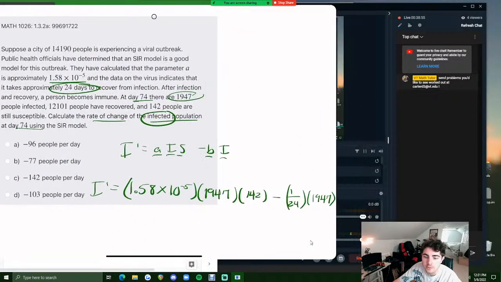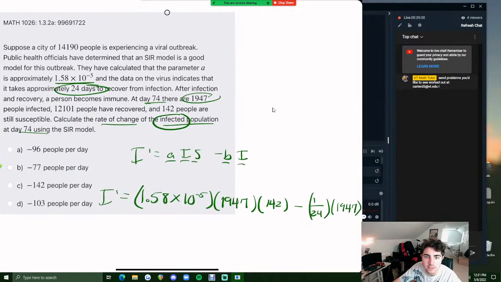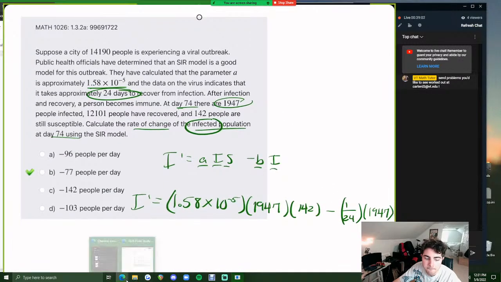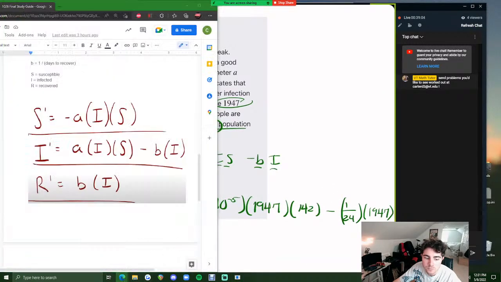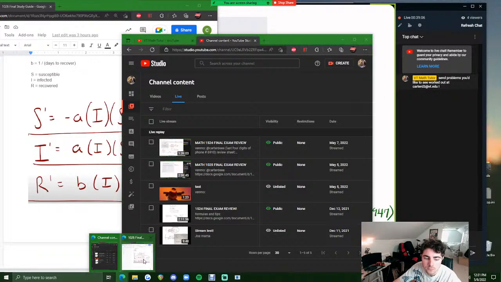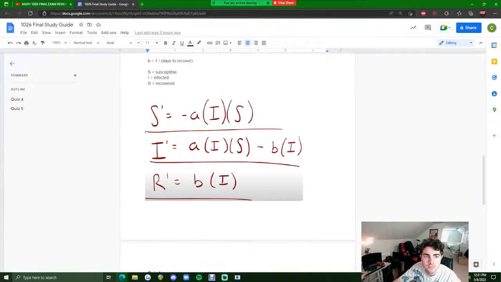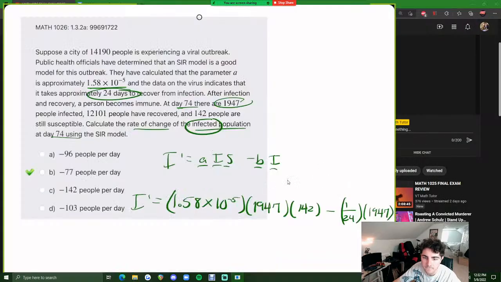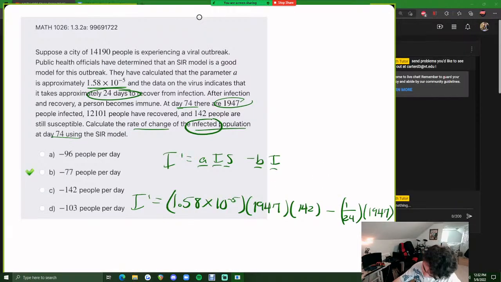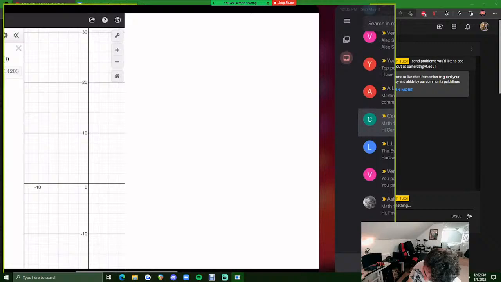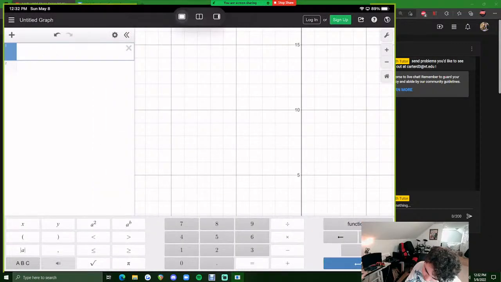So let's open up Desmos. Try to make this a bigger screen here. All right. There we go. All right. So opening up Desmos.